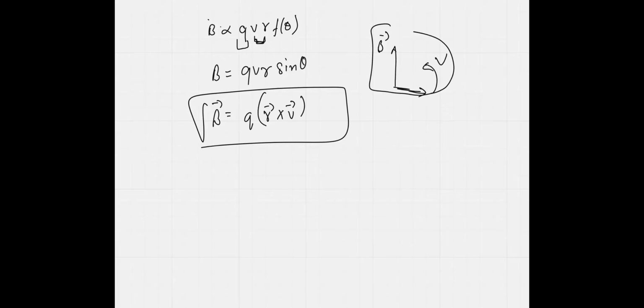On paper, how are you going to represent it? Assume that this is your V, okay, and this is your R. These are right now in this particular 2D plane, in the screen. Now this is your V vector. This is your R vector. So how are you going to represent it?